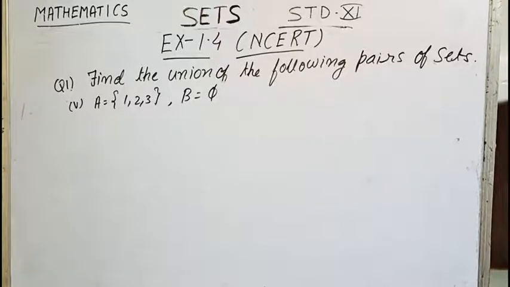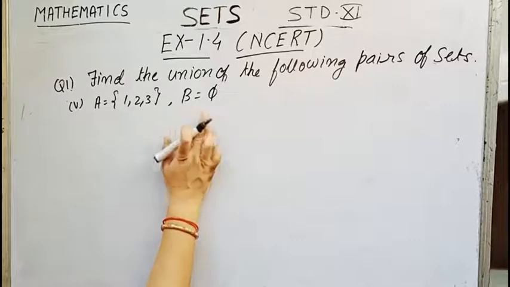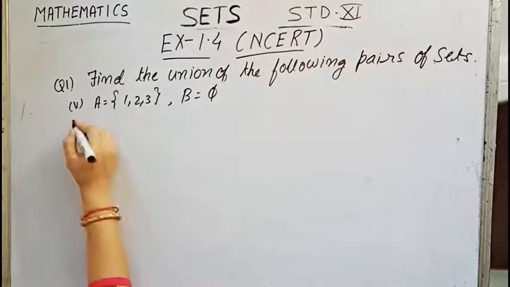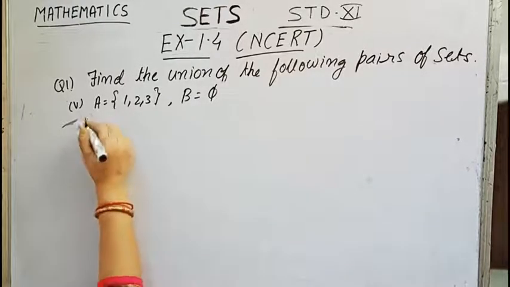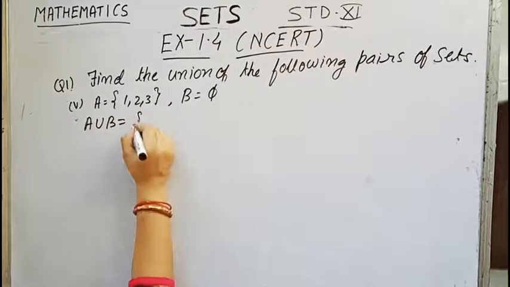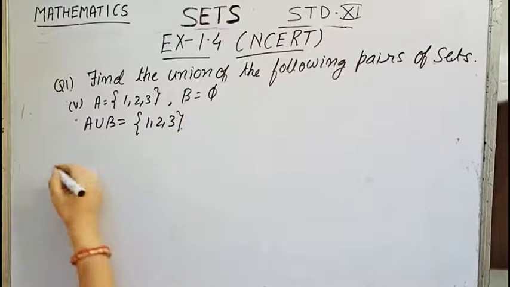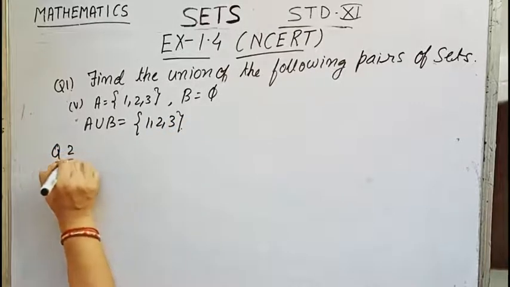Subpart number 5 is A equals the set containing 1, 2, 3 and B equals 5, that is B is an empty set. Then A union B equals the set containing 1, 2 and 3 only. Let us go to question number 2.